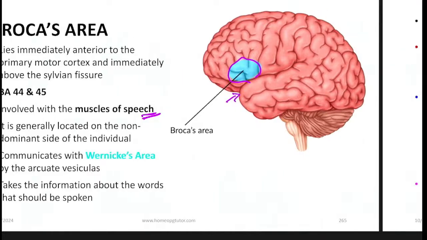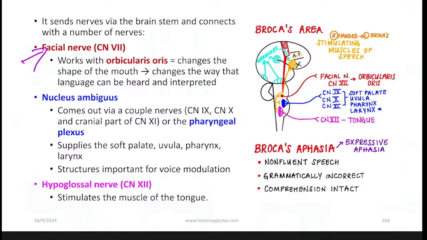See, what are the nerves? We'll see. We have facial nerve, we have cranial nerves 9, 10 and a little cranial part of 11. Apart from that, we have hypoglossal nerve. These are the nerves with which a Broca's area is going to connect. Okay. So facial nerve, then we have a nucleus ambiguus. That is a nucleus which gives rise to a couple of nerves, that is cranial nerve 9, 10 and a little cranial part of 11, and the cranial nerve 12, that is a hypoglossal nerve.